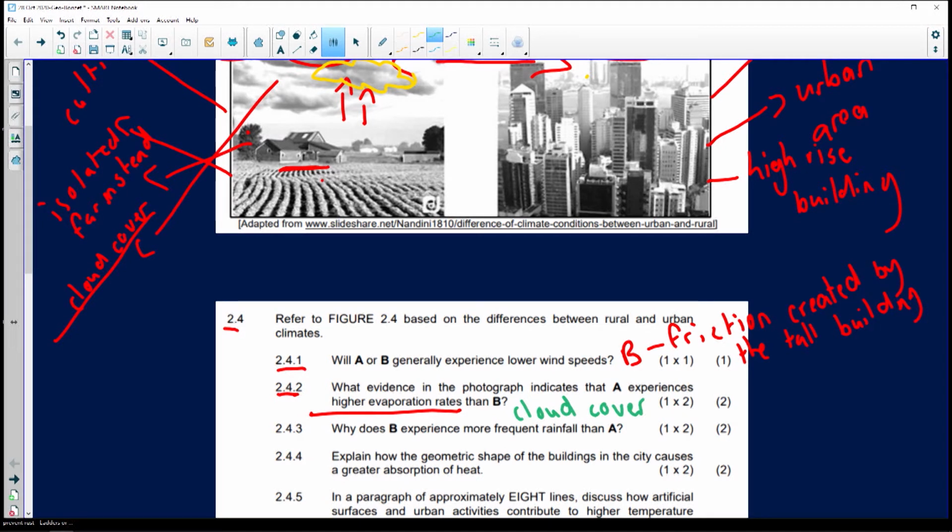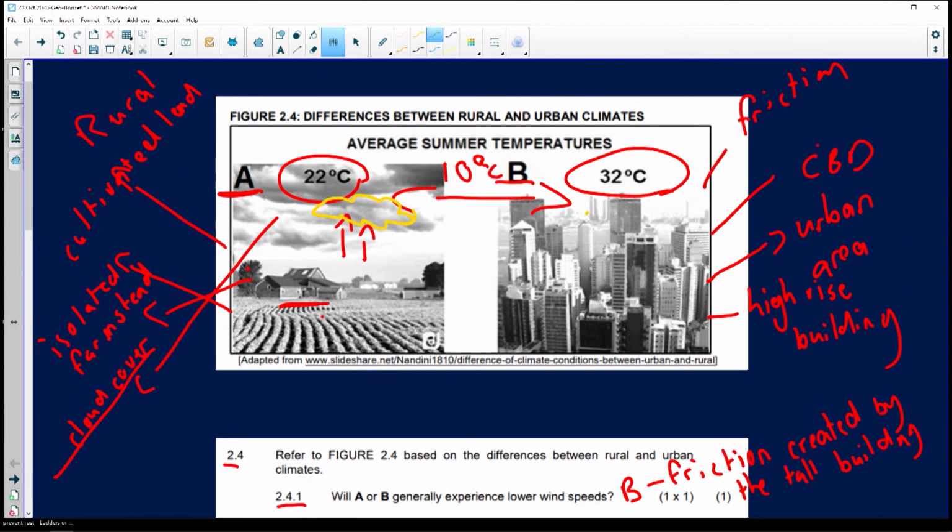Now, if you look at question 2.4.3, love this question because this is a trick question. Why does B experience more frequent rainfall than A? Now, they've mentioned that B experienced more rainfall than A. But now the big question over here, grade 12s.